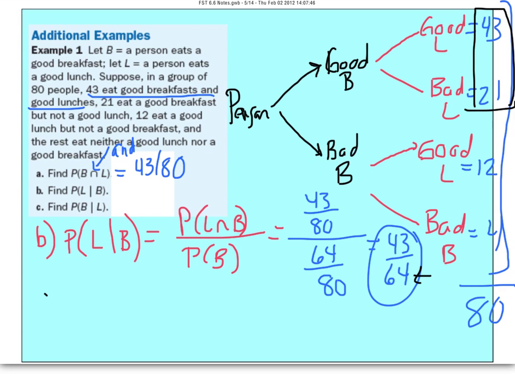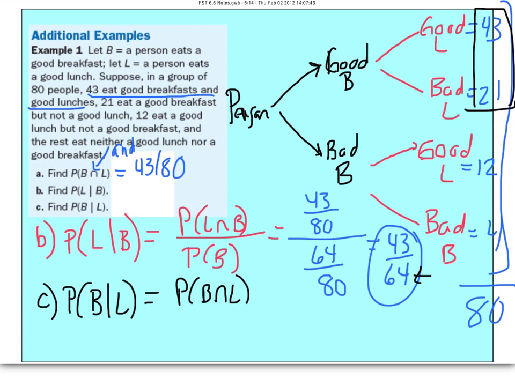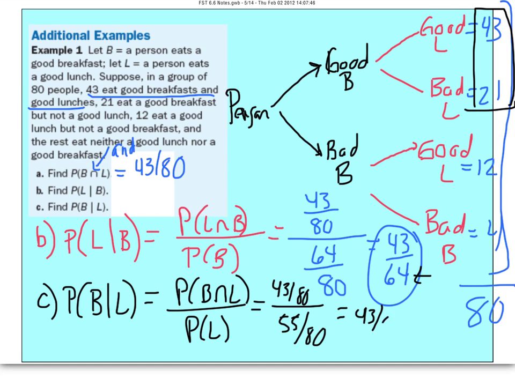Okay, let's do part C. The probability I had a good breakfast given I had a good lunch, so they're just going to reverse it. So the formula would look like this. So let's go ahead and find the probability you had a good lunch. Well, the good lunch people, here's 12 and here's 43, so that's going to add to 55. So that's 55 out of 80. Now the probability I had a good breakfast and lunch, that's still going to be the 43 out of 80. So then this is going to simplify to 43 out of 55.